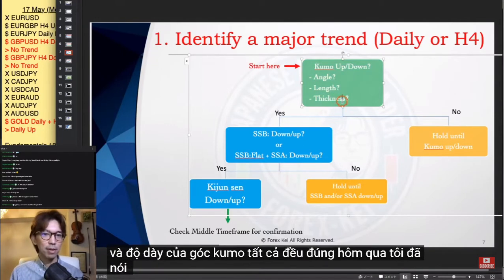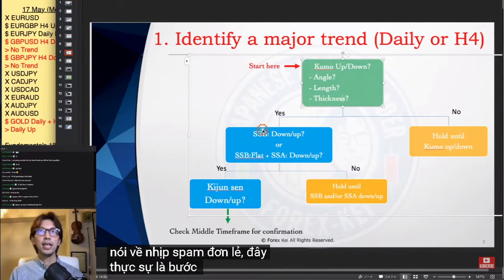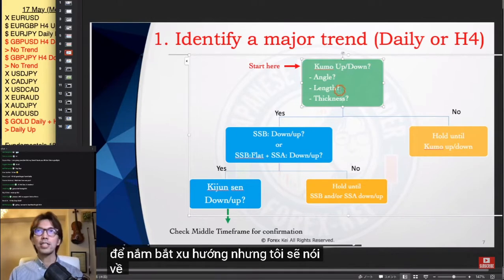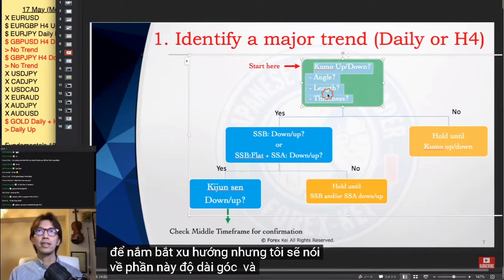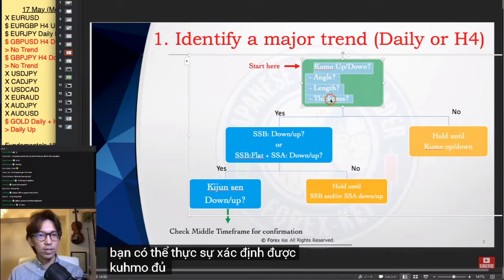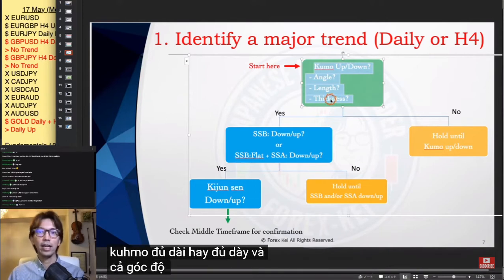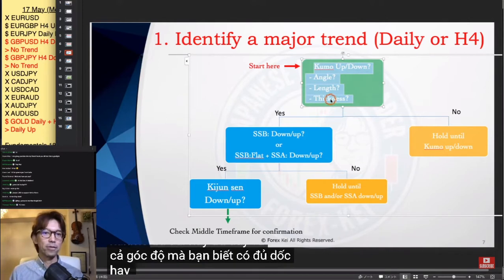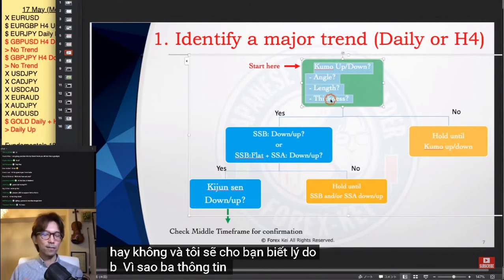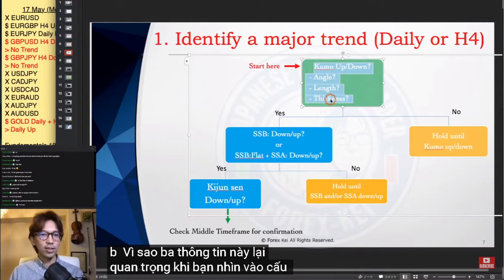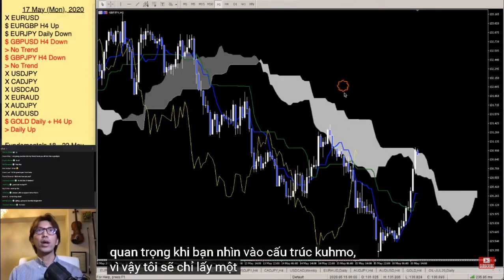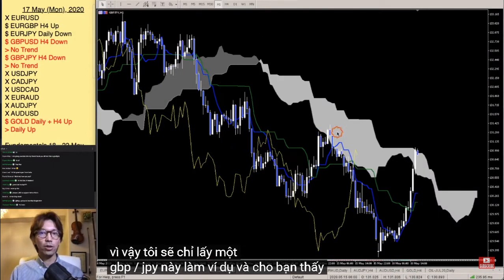Yesterday I was talking about Senko Span B, which was actually the second step of this to capture the trend, but today I will talk about the angle, length, and thickness of the Kumo itself, and how you can identify whether the Kumo is long enough or thick enough, and whether the angle is steep enough or not. And I will tell you the reason why these three pieces of information are important when you look at the Kumo structure. I will take GBP JPY as an example and show you exactly what I'm talking about.